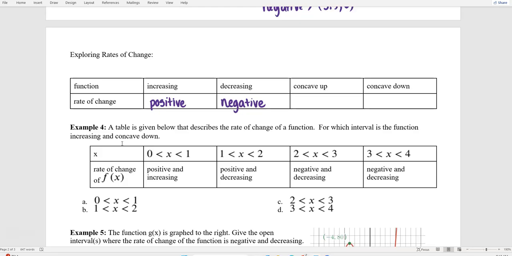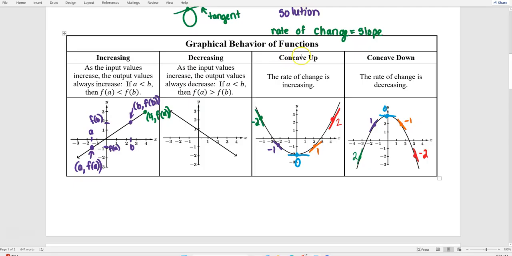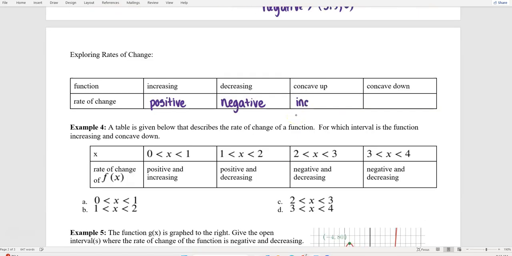Now, for concavity, we really already did this for concavity. If our graph is concave up, rate of change must be increasing, right? And for concave down, the rate of change must be decreasing. And remember, rate of change, you can think about the slope of that graph. And if it's not a straight line, you can think about the slopes of the little tangent lines at those points.